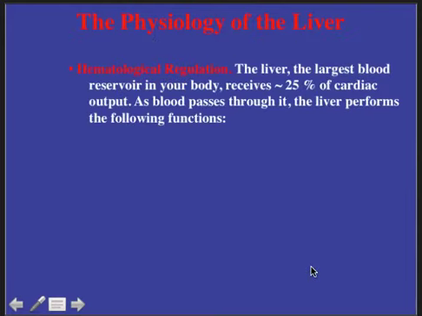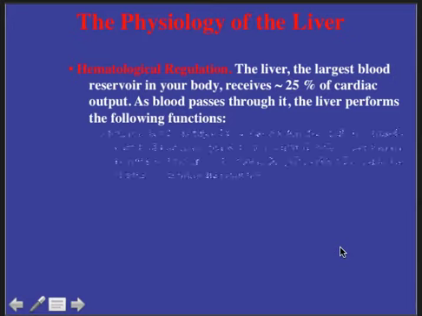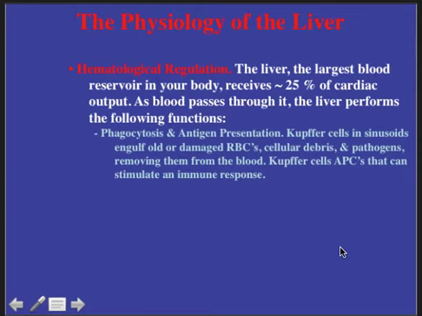What else does the liver do? Well, it's involved in blood regulation. The liver is the largest blood reservoir in your body. It gets about a quarter of the cardiac output. As blood passes through it, the liver phagocytizes pathogens and presents them to the lymphatic system. The Kupffer cells in the sinusoids are what do this. They engulf old and damaged red blood cells, cell debris, and pathogens, and remove them from the blood.